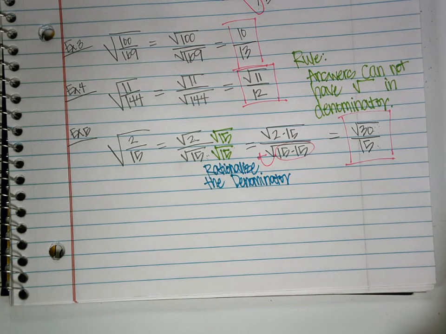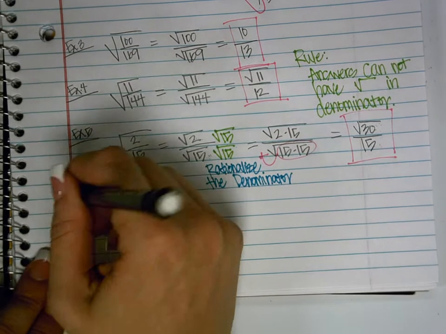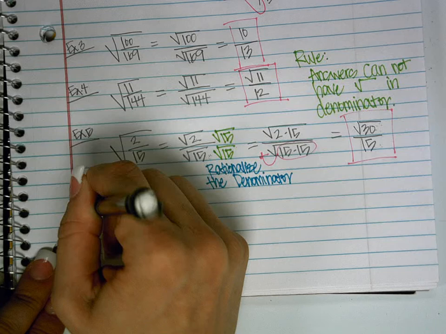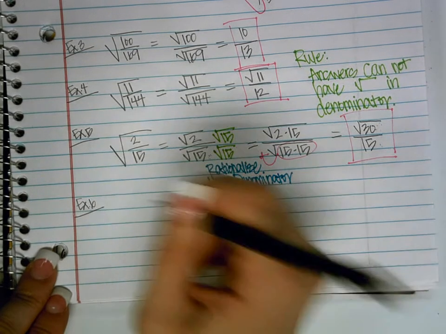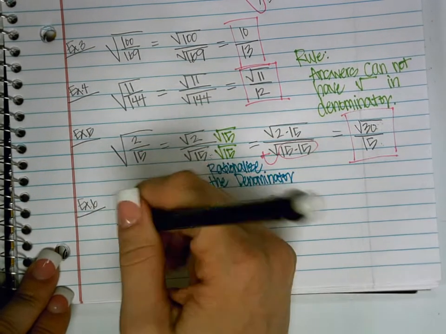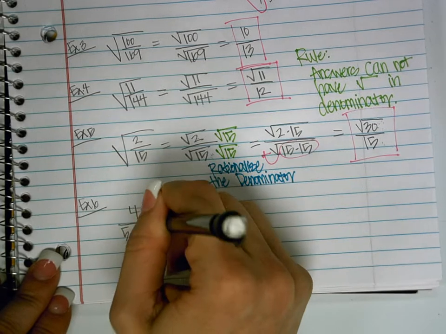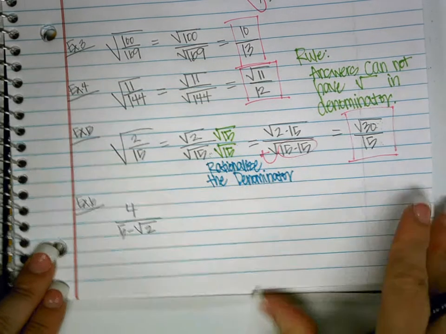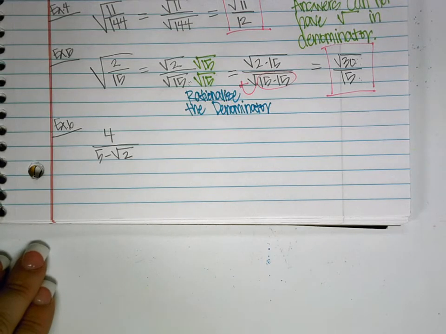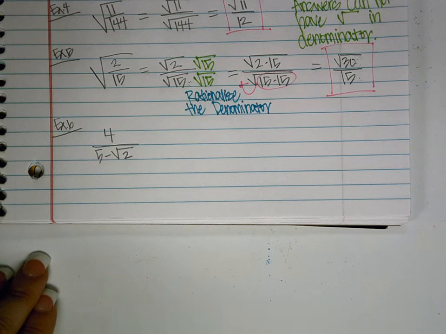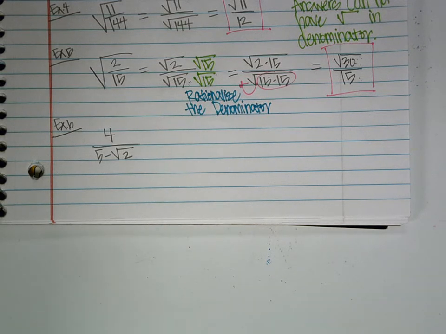Questions? Anyone have questions? Okay, next thing we're going to do is, again, I want you to simplify. I would like you to simplify 4 over 5 minus root 2. 4 over 5 minus root 2. Simplify that.